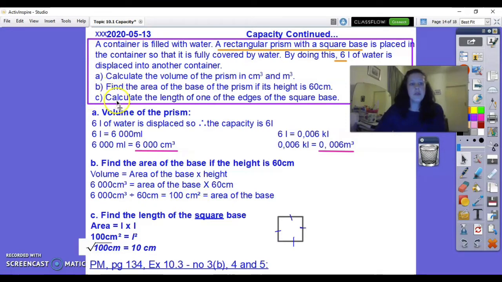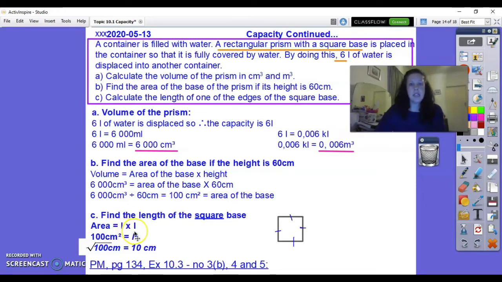So here we go. We've got: calculate the length of one of the edges of the square base. I've drawn a square for you over here to remind you that all sides need to be equal. So this side, this side, this side, and that side must be equal in length. And if I multiply the length by the length, or the length by the breadth, I must get 100 centimeters squared. So I'm going to write out my formula again.